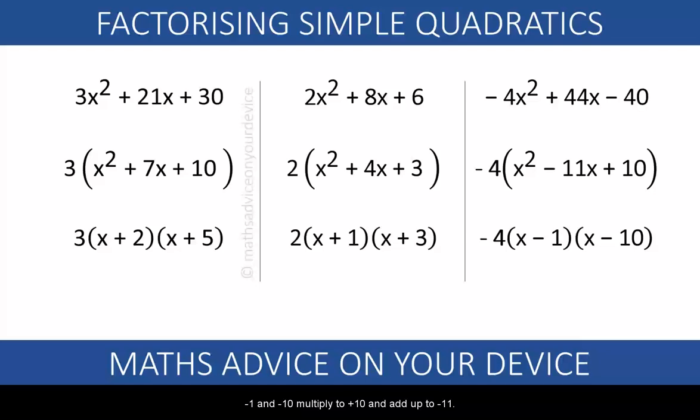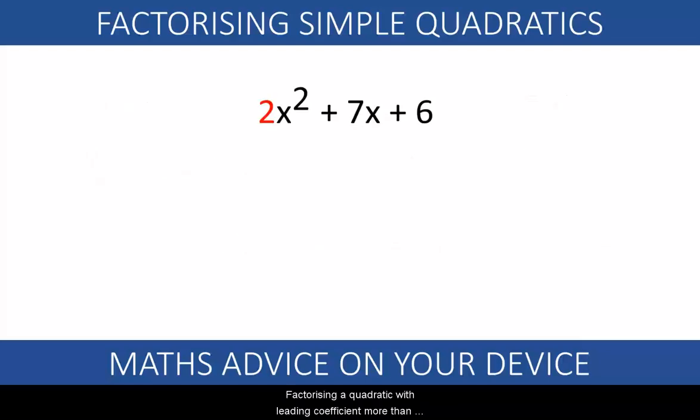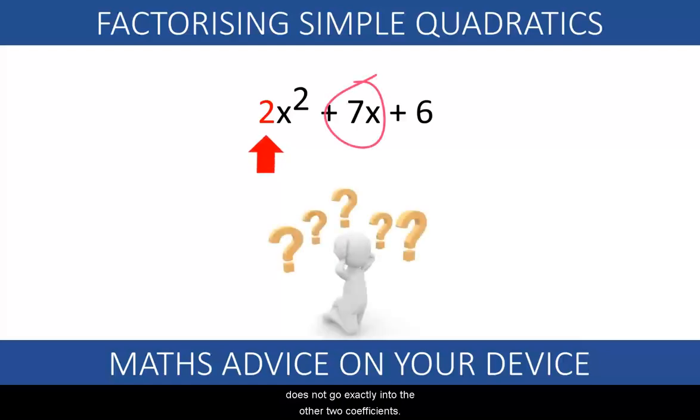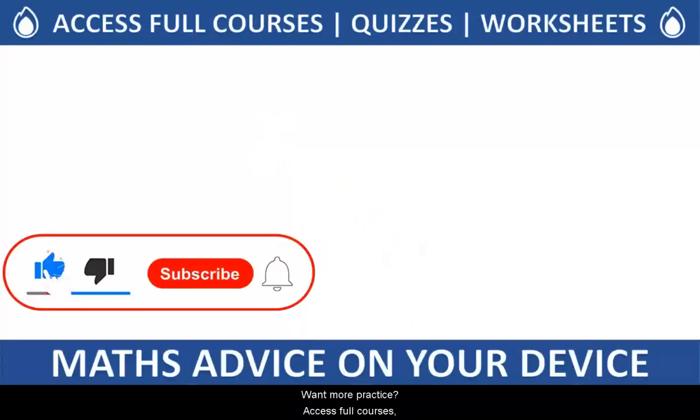Factorizing a quadratic with leading coefficient more than 1 becomes a bit more tricky when the leading coefficient does not go exactly into the other two coefficients. But don't worry, this doesn't have to be that hard. We'll see what to do about quadratics like this in our next lesson. Stay tuned.